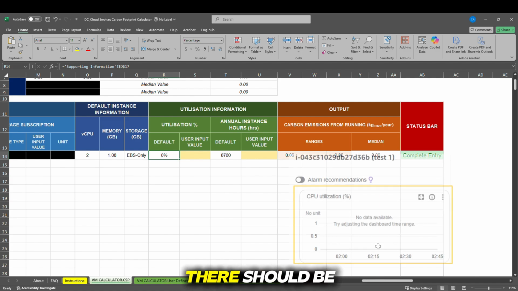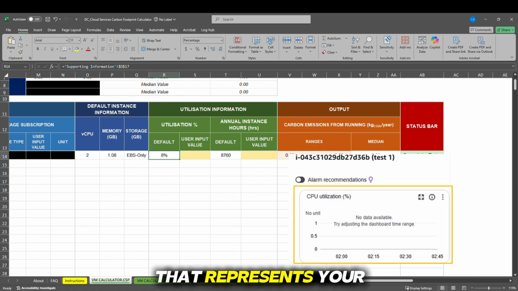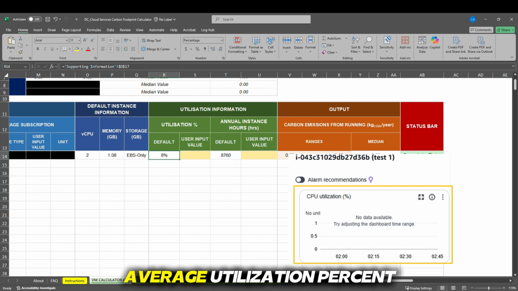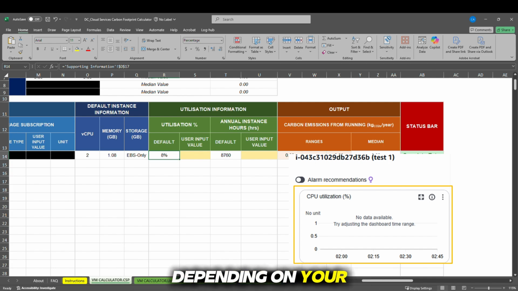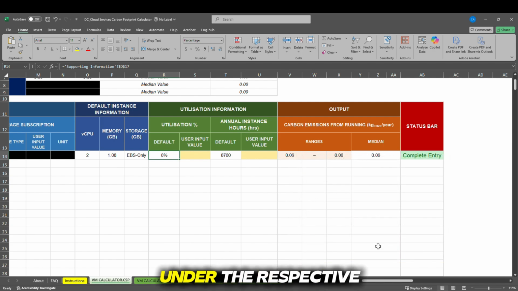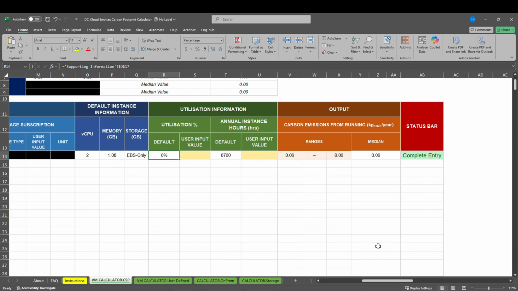In your dashboard, there should be a chart that represents your CPU utilization varying from 0 to 1 or 0 to 100% across a time period. You may extract the data from this and get the average utilization percent depending on your specific reporting period, as well as the total instance hours you have accumulated for that specific instance. These inputs should then be placed under the respective columns of the utilization information table. That's it for the VM Calculator CSP.